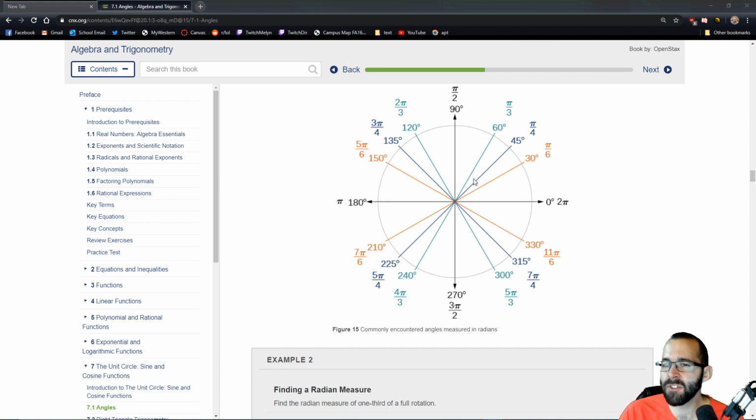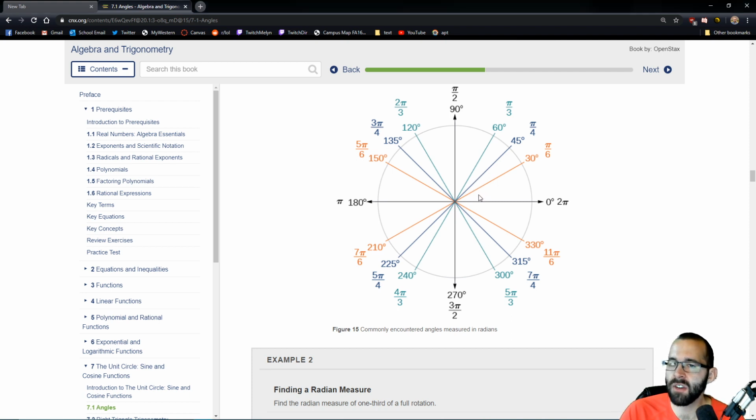So of course, anything in the first quadrant is going to have a reference angle of just itself. 30 degrees has a reference angle of 30 degrees. Over here, 150 degrees has a reference angle of 30 degrees. 210 degrees, this angle, is 30 degrees. Wait a minute. Hold up, Jason. What a coincidence. All of these orange angles have reference angles of 30 degrees. Wow. Who would have thought?